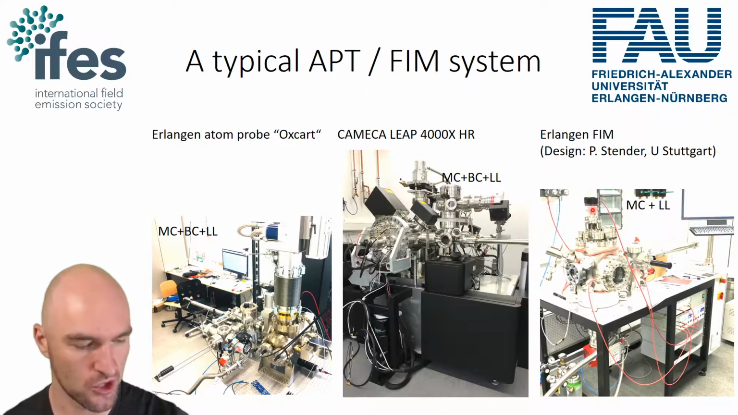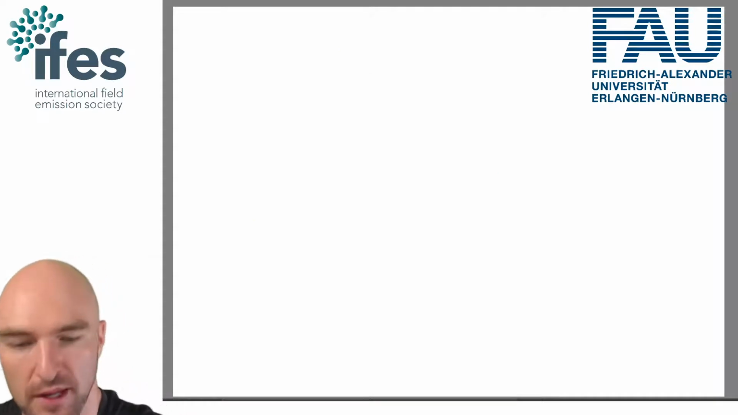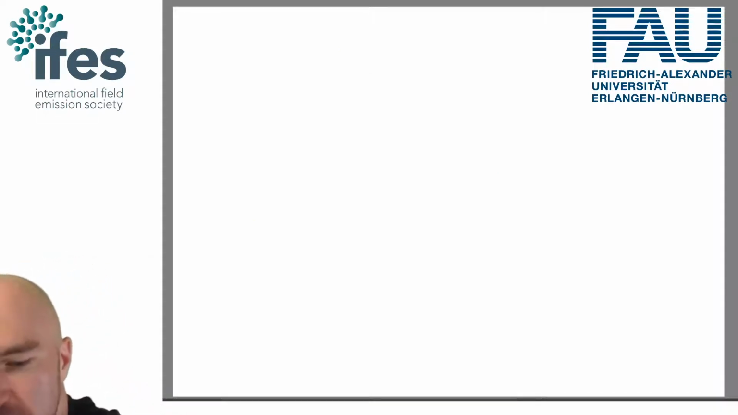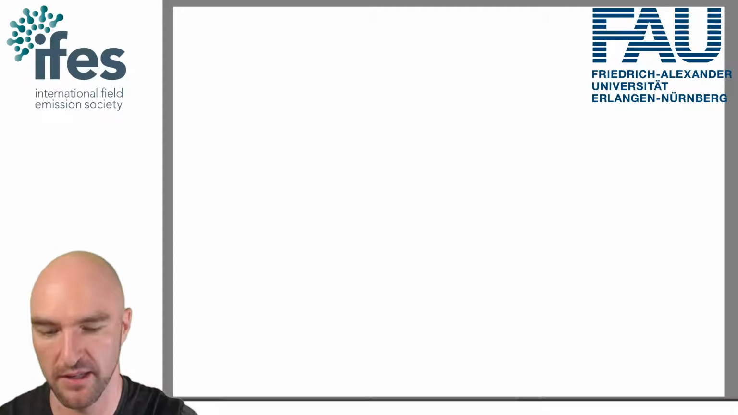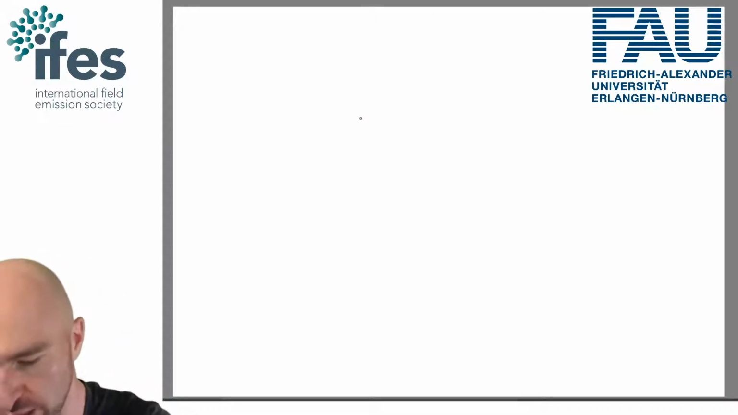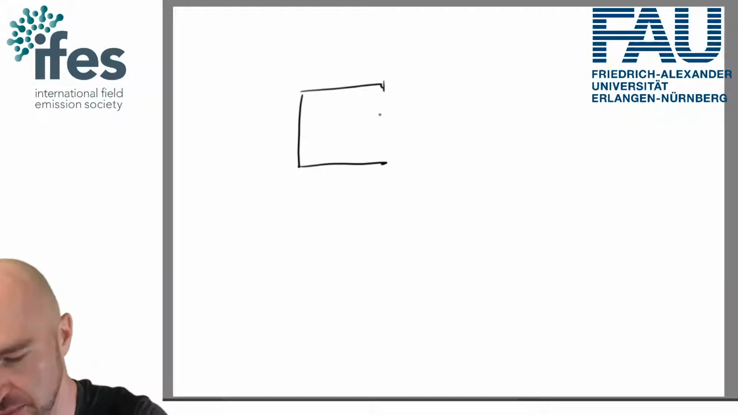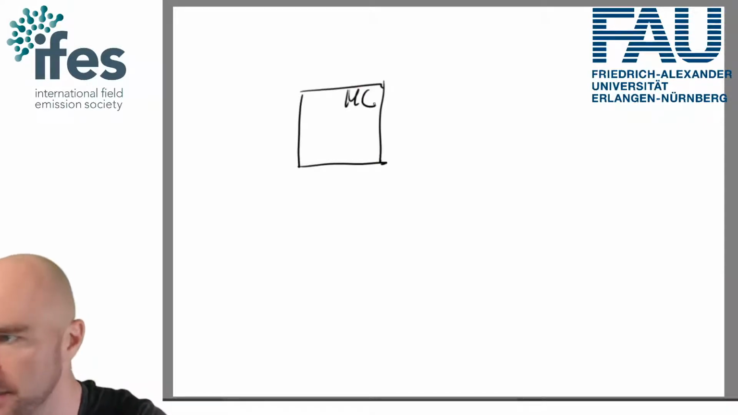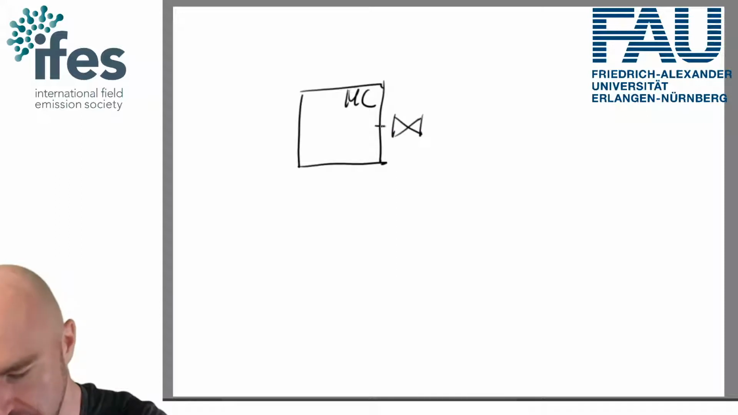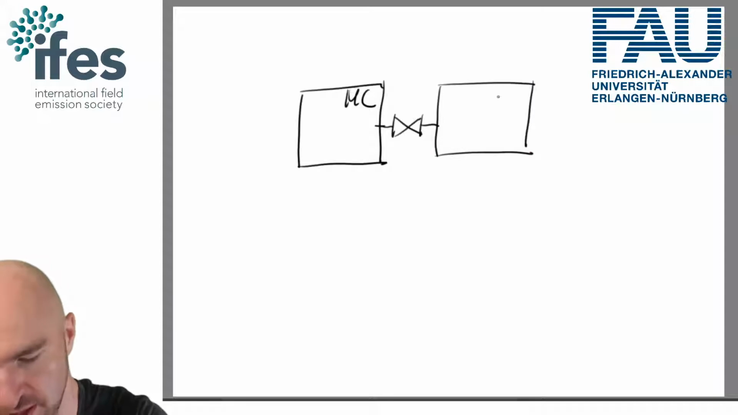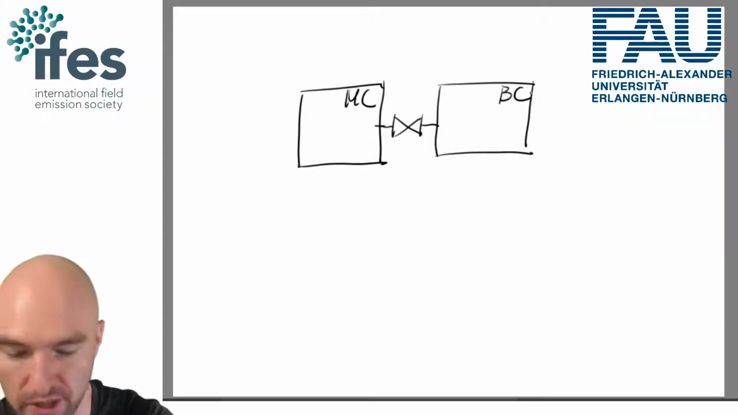And I just want to show you what a typical ultra high vacuum system looks like if you essentially make a system drawing. What we would have is some kind of measurement chamber, okay, that is connected via some kind of valve to a buffer chamber, which again is optional.